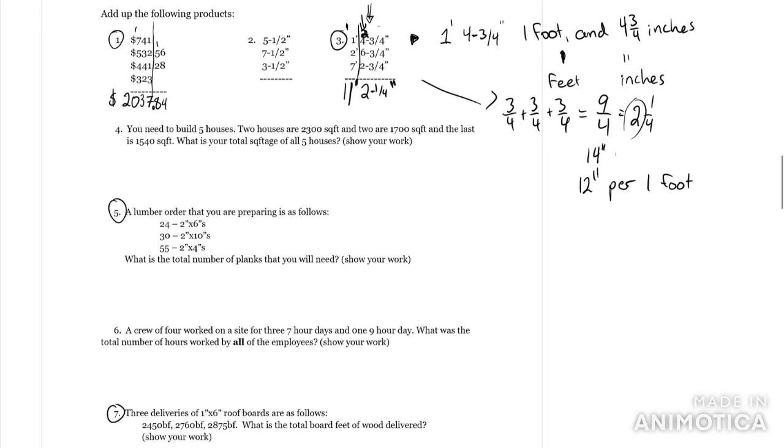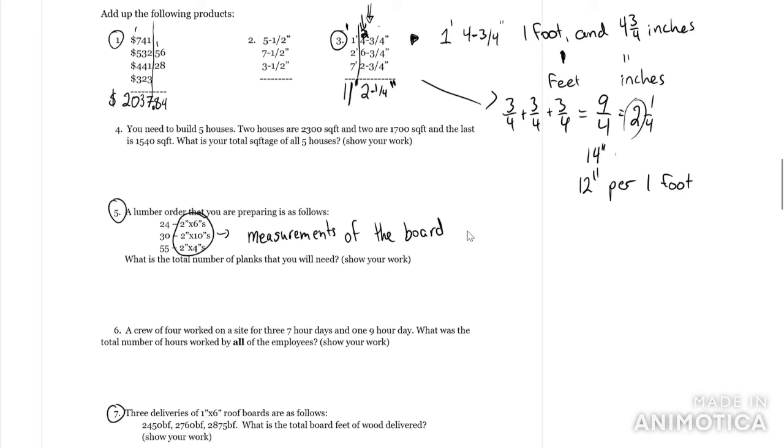Alright, keep moving on. A lumber order that you were preparing is as follows. You have 24, we call them 2x6s. It's a board that is 2 inch by 6 inch. So all of these represent the measurements of the board.